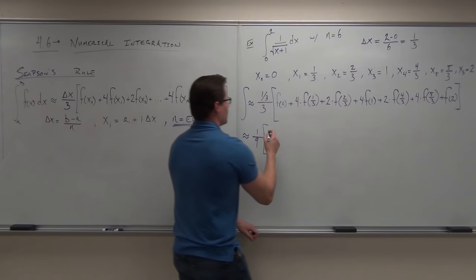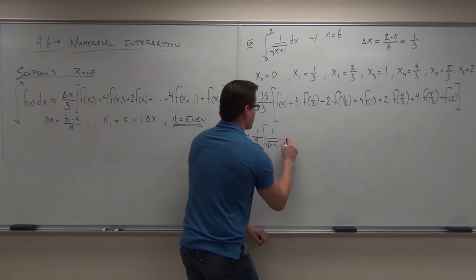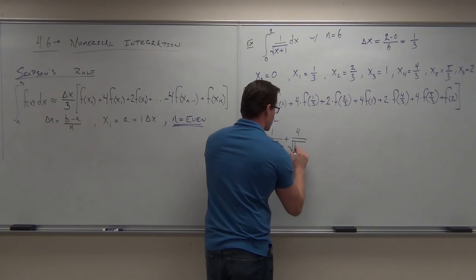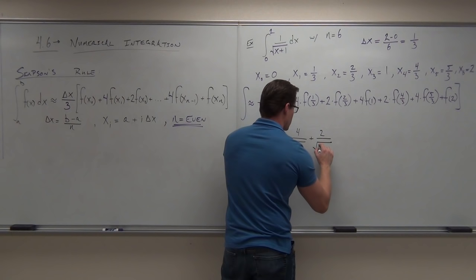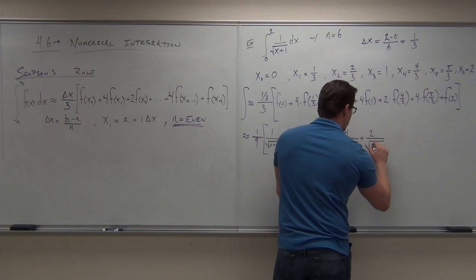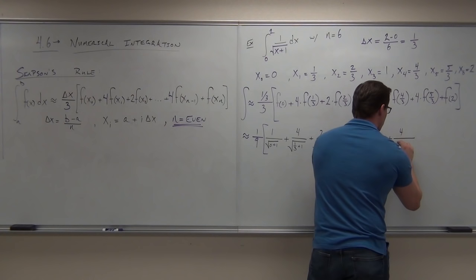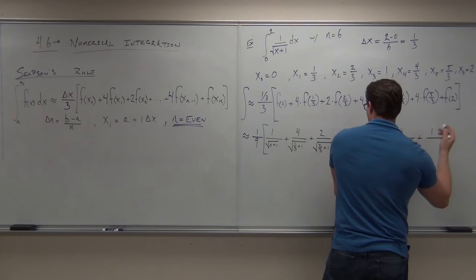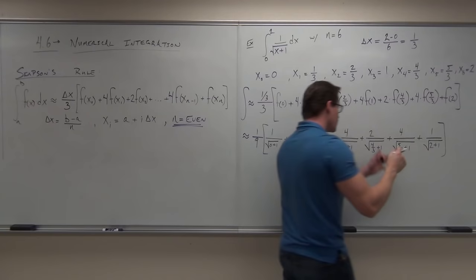One over square root of 0 plus 1, plus 4 over square root of 1/3 plus 1, plus 2 over square root of 2/3 plus 1, plus 4 over square root of 1 plus 1, plus 2 over square root of 4/3 plus 1, plus 4 over square root of 5/3 plus 1, plus, well, not nothing, 1 over square root of 2 plus 1. And if you do that and add them all up and then multiply by 1/9, then we get an approximation.